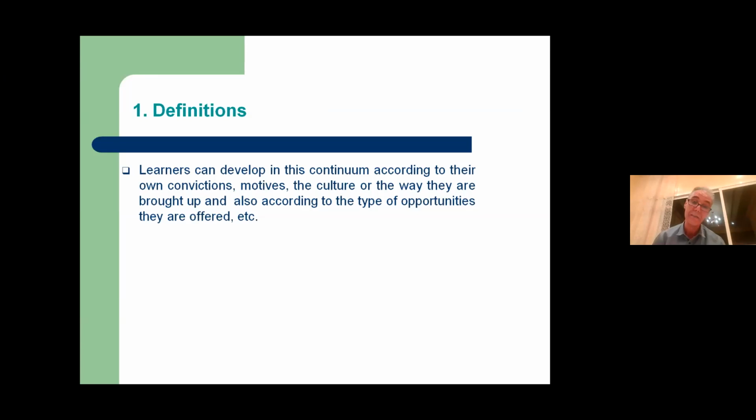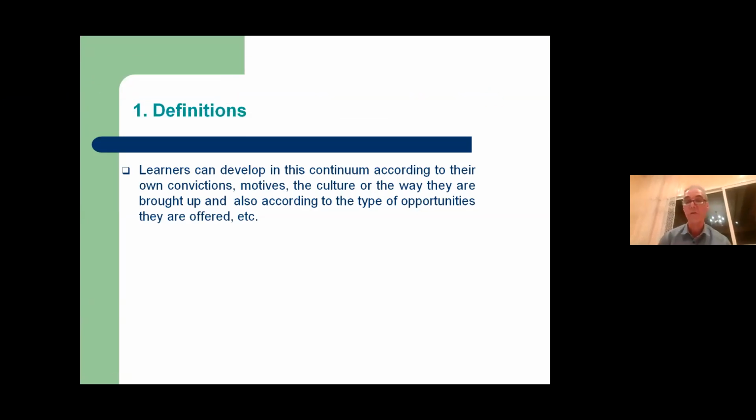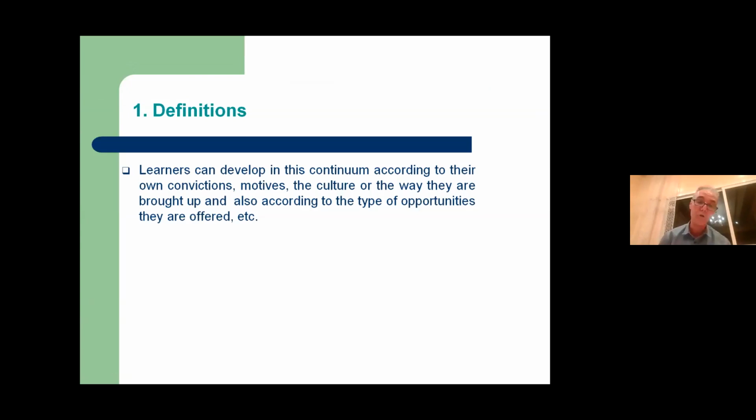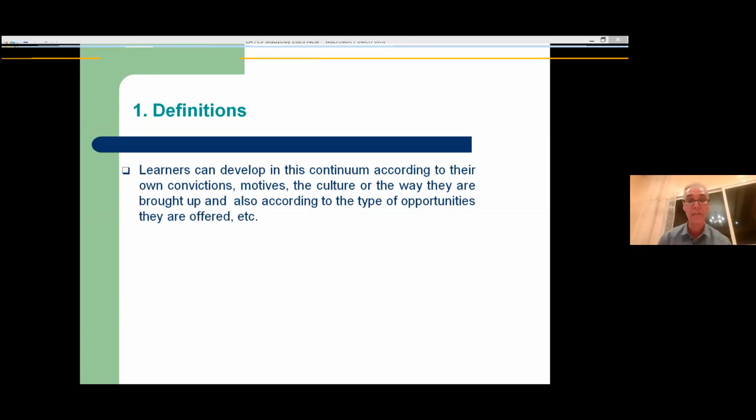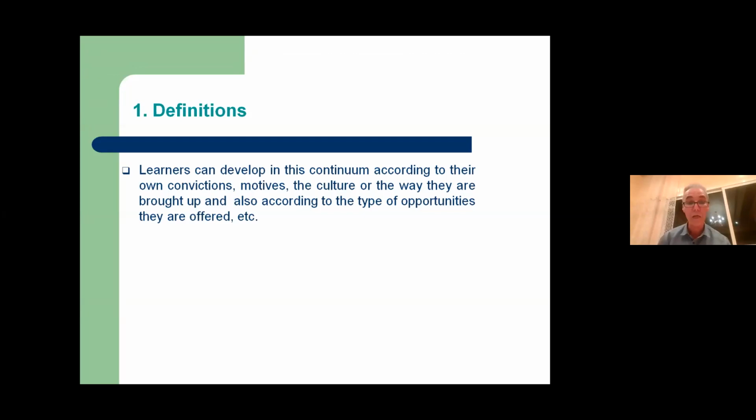So they are moving further. Now, learners can develop in this continuum according to what? According to their own convictions, to their motives, to the culture in which they are brought up, and according to the type of opportunities they are offered. So we cannot say that people can develop this autonomy on their own. It's a culture that they develop from kindergarten, from the first days in their lives. They are observing their parents doing things for them. So how can you say that they can be independent if all parents are doing things for them? Now, if all teachers are spoon feeding them, it's a culture, as I can say.